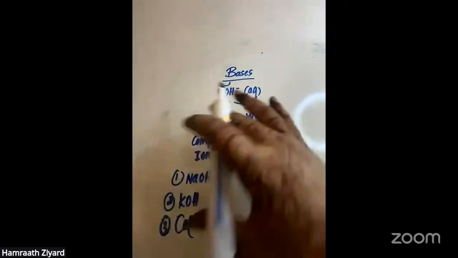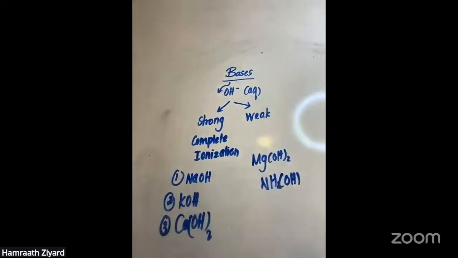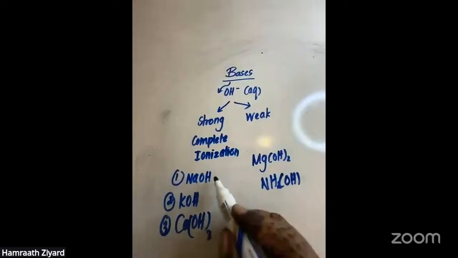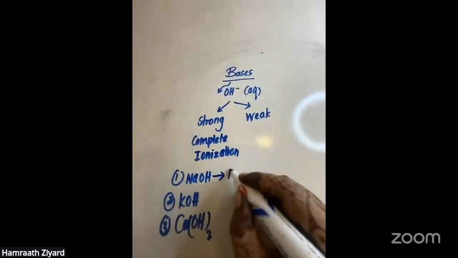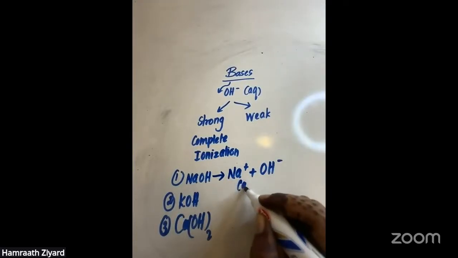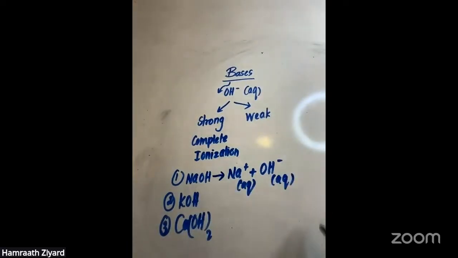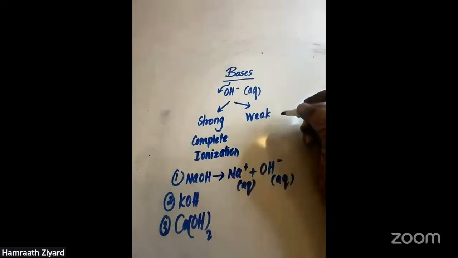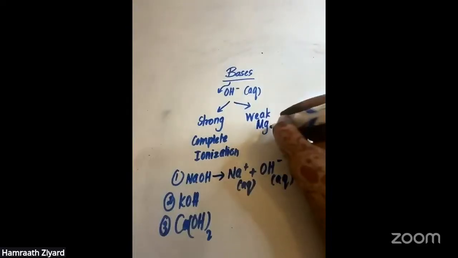Same like you did for the acids, how can you show chemically that they are being ionized? You can break down what ions are present in the sodium hydroxide: Na plus, OH minus. You have to show they are aqueous. This is how you show, in a scientific way, how they are undergoing complete ionization.